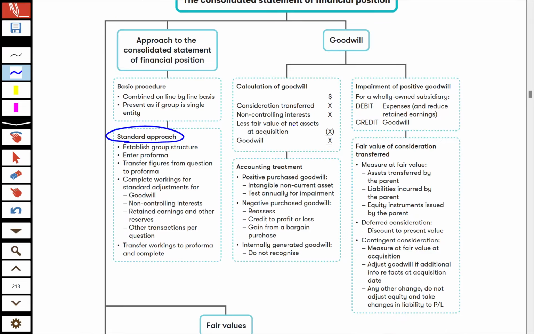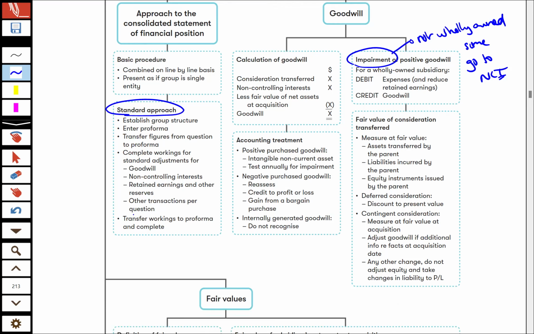We've looked at goodwill. We've looked at our standard calculation there of goodwill. We've looked at dealing with impairment of goodwill. Now, of course, if it was a wholly owned subsidiary, you debit expenses, credit goodwill. Of course, if it's not wholly owned, then we would need to share out. So if it's not wholly owned, then some is going to go to our non-controlling interest. We would share out that impairment, wouldn't we, between the group and the non-controlling interest.